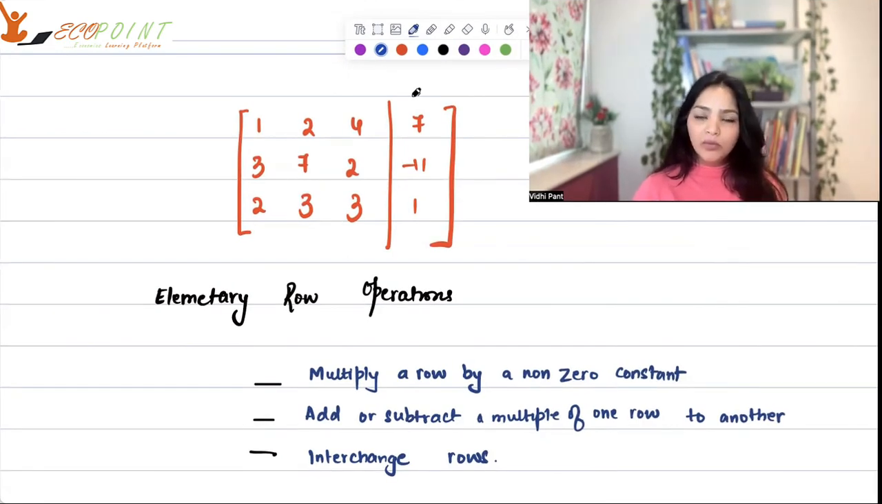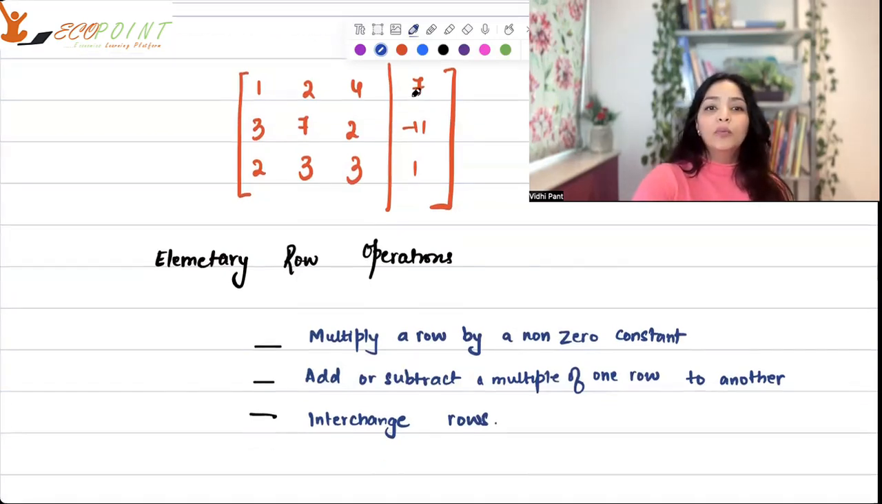What are elementary row operations? As I gave you a gist of it, basically there are three elementary row operations. One is multiplying a row by a non-zero constant, which we can also call rescaling. The next one, add or subtract a multiple of one row to another. So this would be rescaling and adding. Adding, subtracting goes hand in hand. Interchange or swapping the rows.